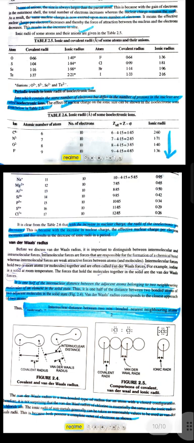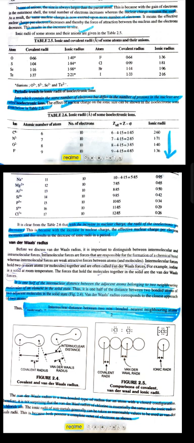Now, discussing the van der Waals radius. Before we discuss the van der Waals radius, it is important to distinguish between intermolecular and intramolecular forces. Intramolecular forces are the forces that are responsible for the formation of a chemical bond, whereas intermolecular forces are weak attractive forces between the atoms and molecules. Intermolecular forces hold two or more molecules together and are often called van der Waals forces. For example, iodine is solid at room temperature. The forces that hold the molecules together in the solid are known as van der Waals forces.